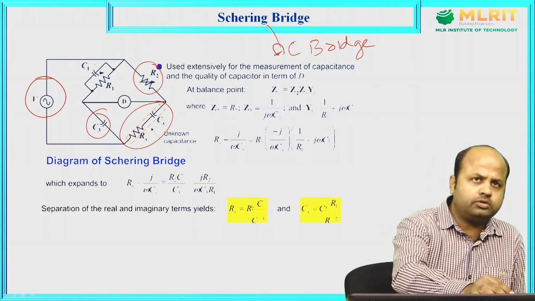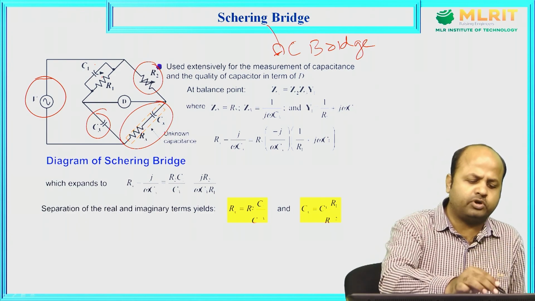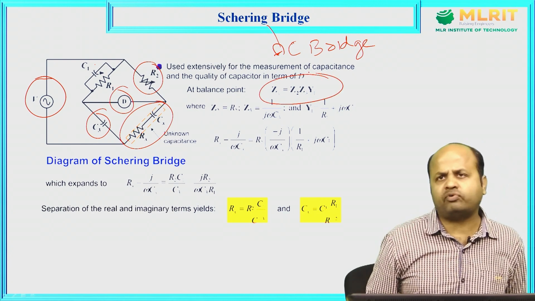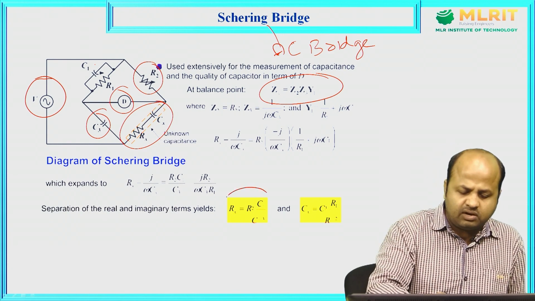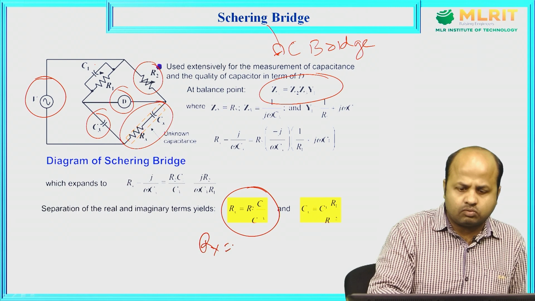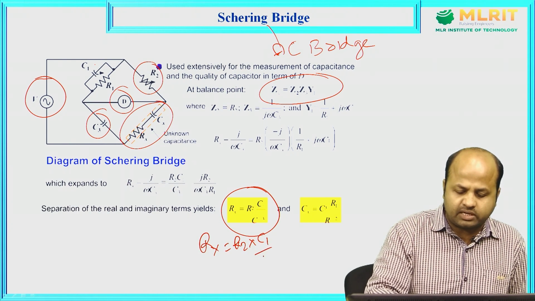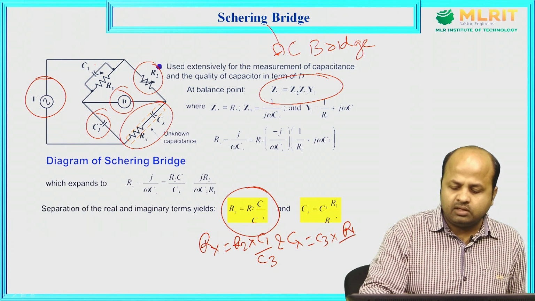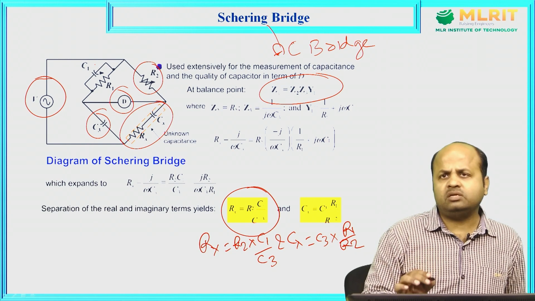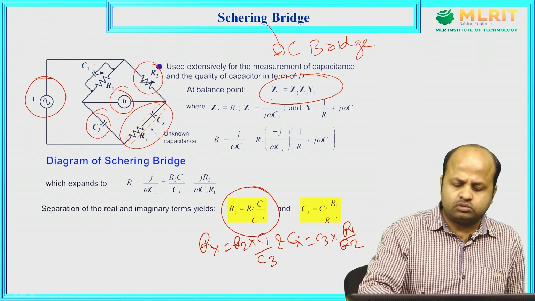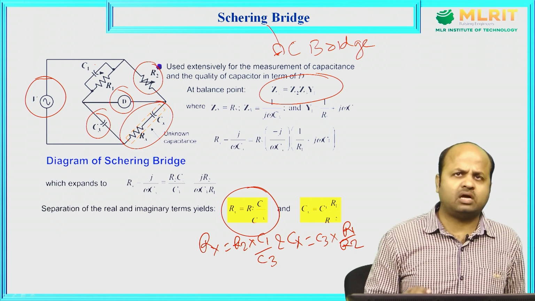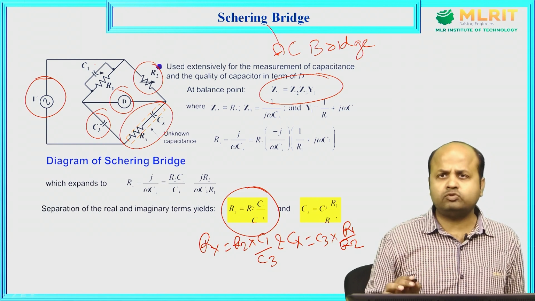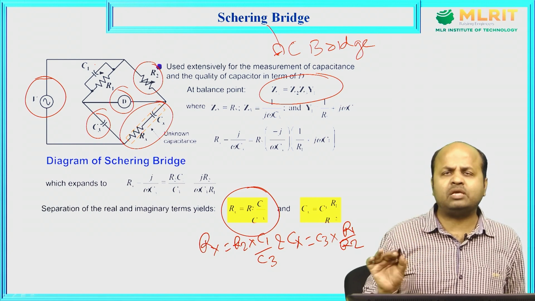So you tune this component, you vary this capacitor so that the detector current is 0, and you can easily apply the balance condition formula for the bridge and separately find the values: Rx equal to R2 into C1 by C3 and Cx equal to C3 into R1 by R2. So Schering bridge is a type of AC bridge used to find the unknown capacitance and unknown resistance. Maxwell bridge, unknown inductance and unknown resistance. Wheatstone bridge, unknown resistance. So these are the applications of bridges.